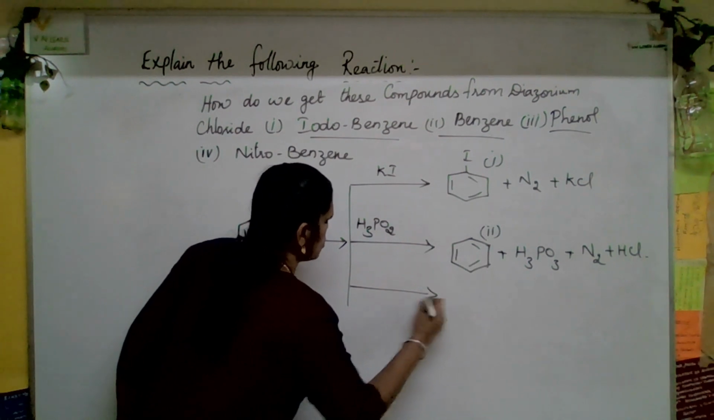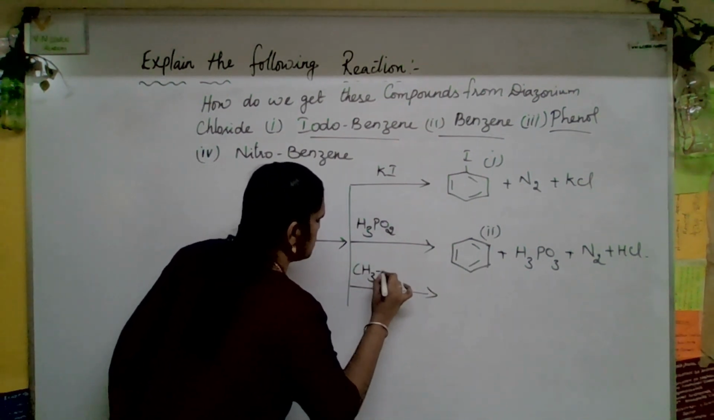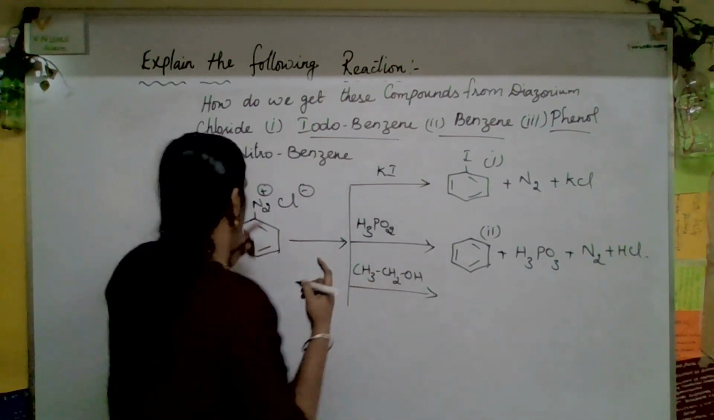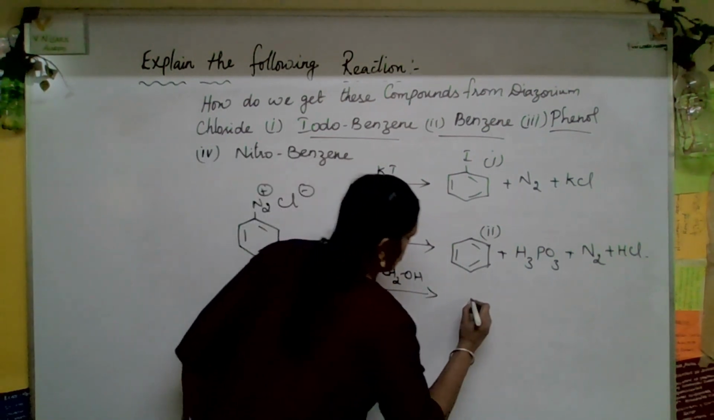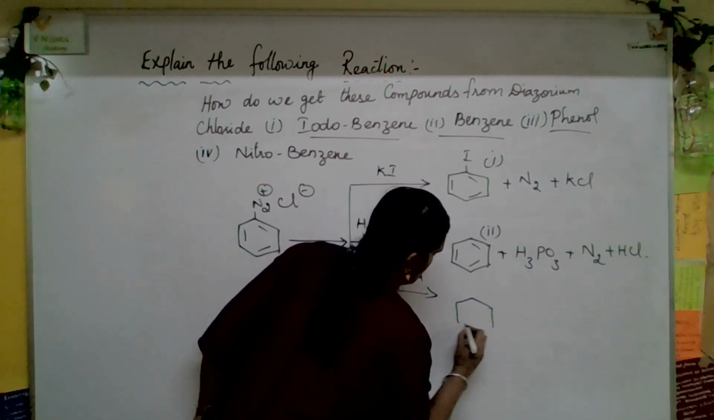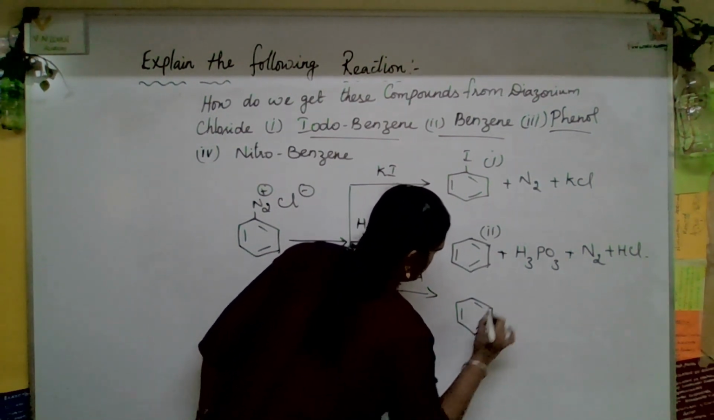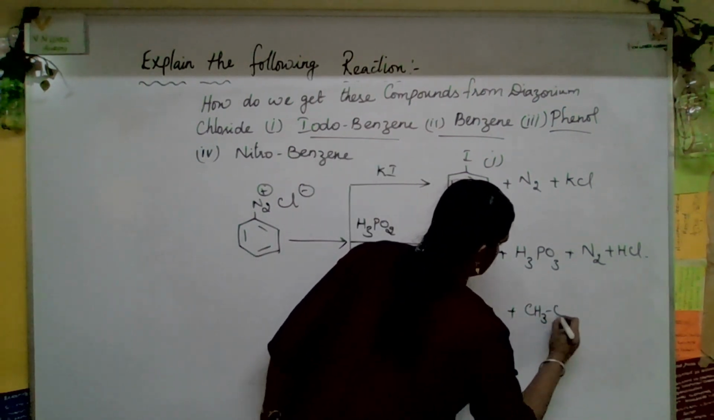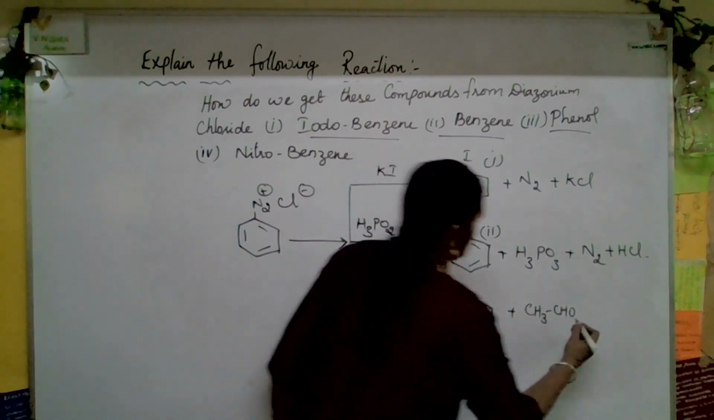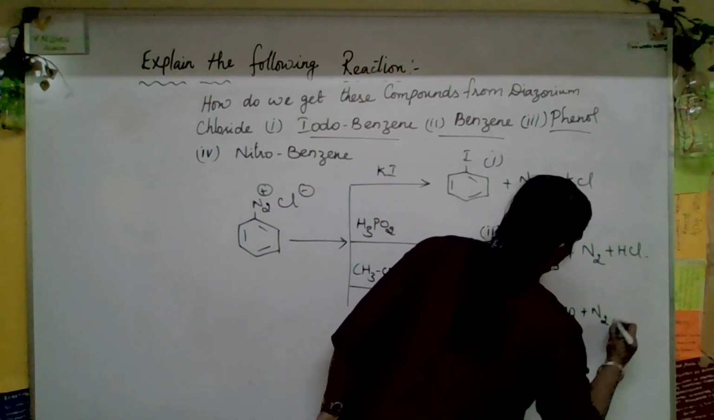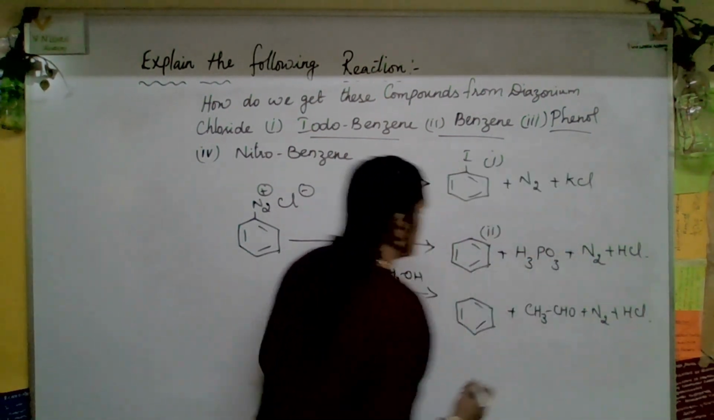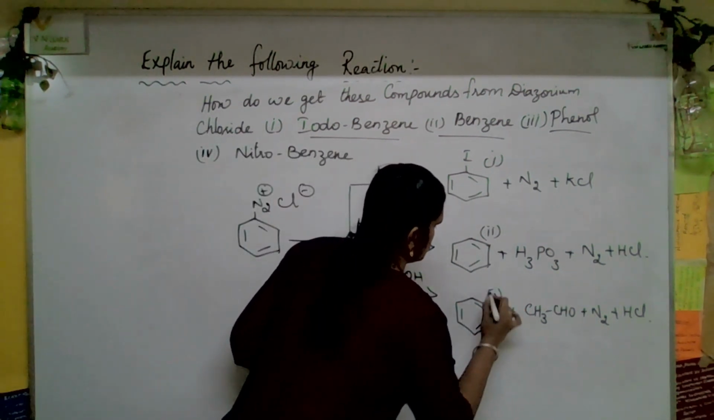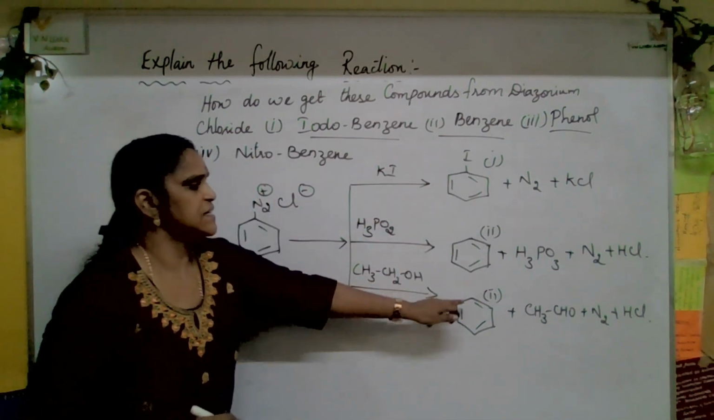And one more thing also: ethyl alcohol, CH3CH2OH. Suppose this diazonium chloride reacts with ethyl alcohol, you will get the same compound, benzene only. And the next one, CH3CHO, acetaldehyde, plus N2 plus HCl. So these are the two reactants that can give benzene. I just mentioned this too because the second answer is benzene only.